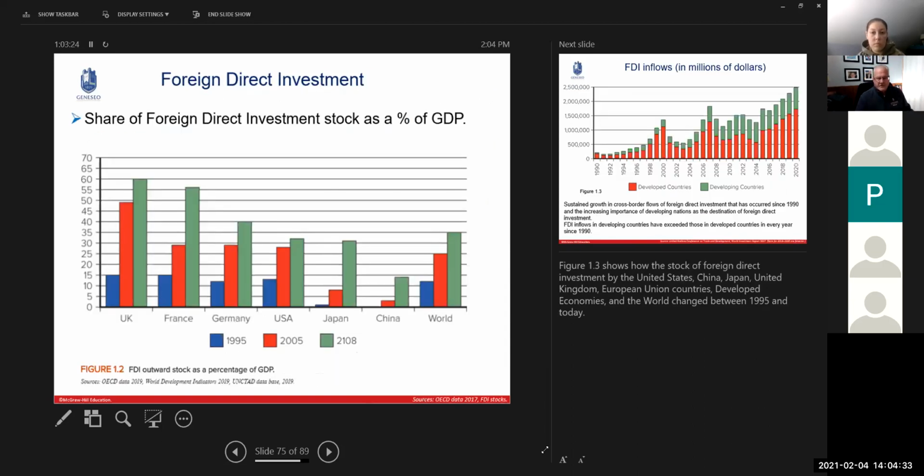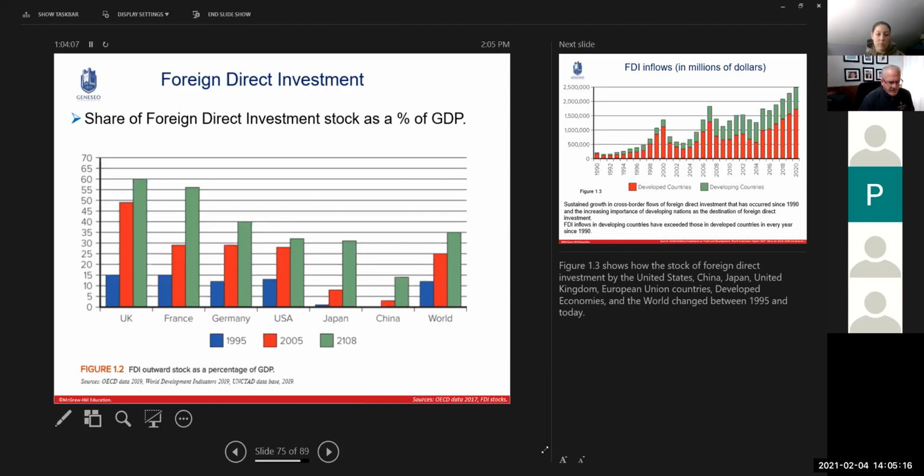Here's a chart from the textbook, figure 1.2 in your textbook, that shows some of the changes in FDI over time. Look at the UK, France, Germany, United States. Yes, these are percentages, so it skews the chart a little bit. The percentage growth for the United States is still certainly high, and if you look at pure dollars, the U.S. is still a leader, but the UK, France, Germany, Japan, China, and other parts of the world are all increasing their foreign direct investment, cross-border investment, in order to enable commerce.